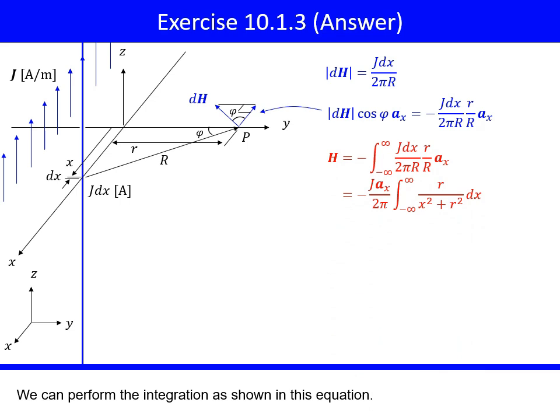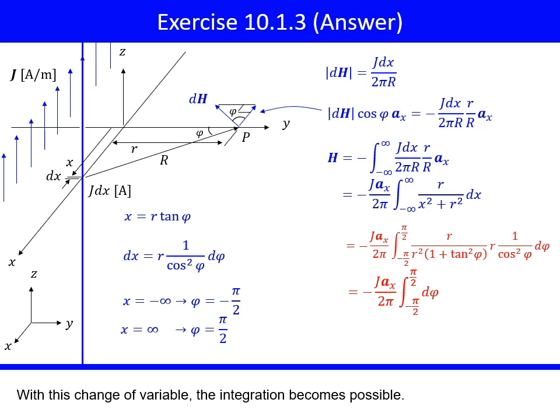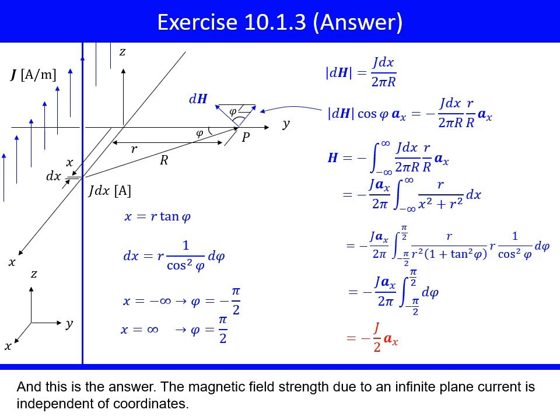We can perform the integration as shown in this equation. This integration by substitution is a common practice for this function. With this change of variable, the integration becomes possible. And this is the answer. The magnetic field strength due to an infinite plane current is independent of coordinates.